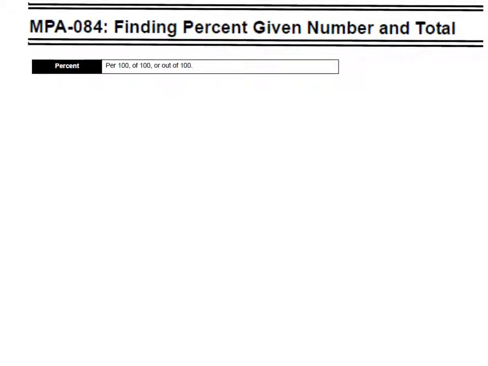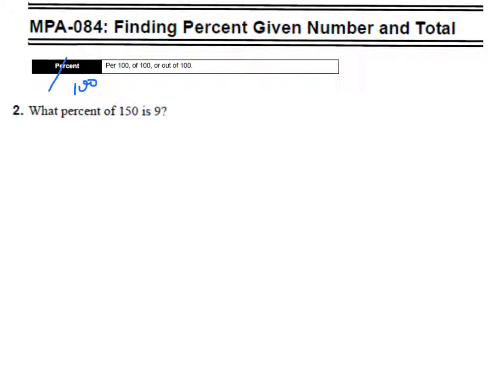The first thing that would be good to have when finding a percent of a given number in a total is the definition of percent. Percent literally means per or of or out of 100. So the prefix per is like our divide sign, and we know there are 100 cents in a dollar. And this is a nice basic problem to start off with.